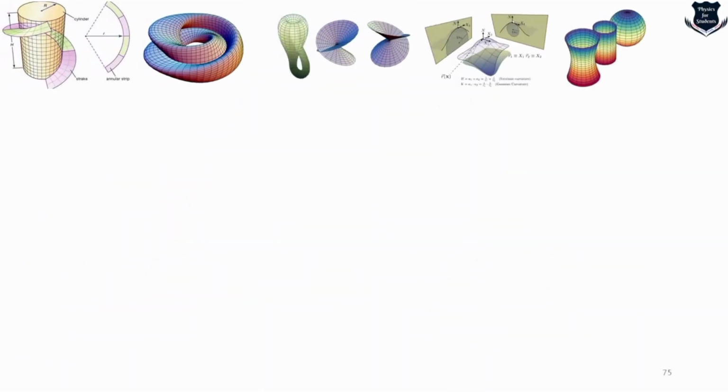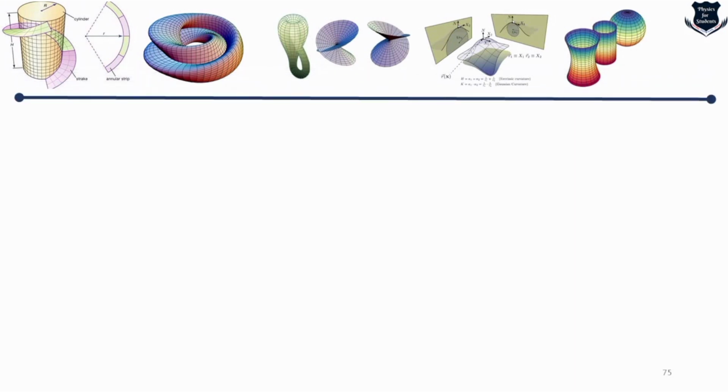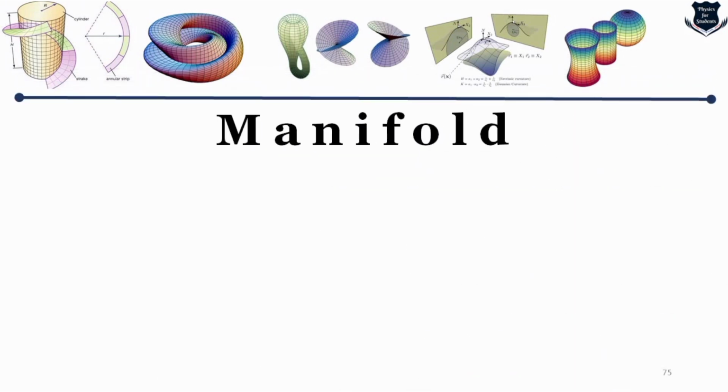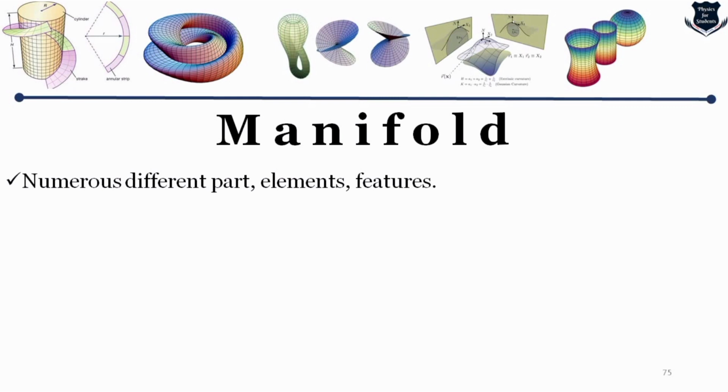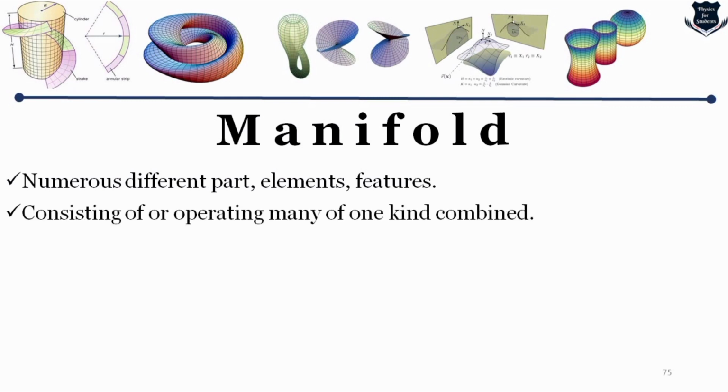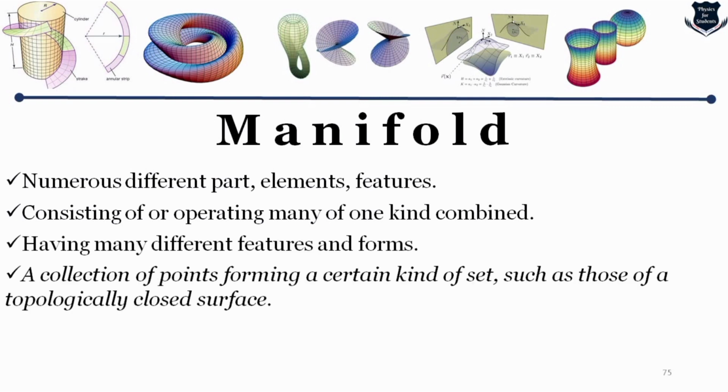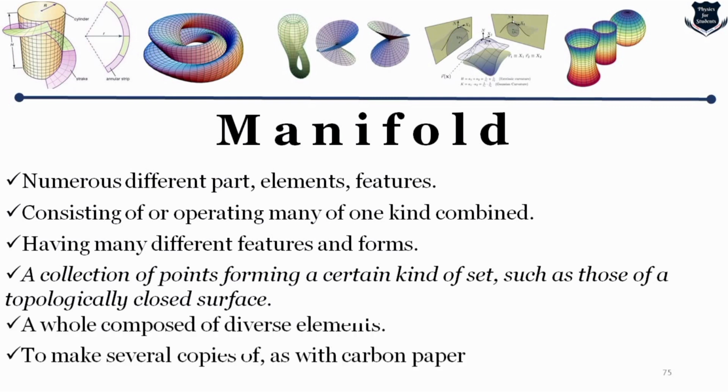And ultimately what it means is this one. So these are different shapes, right? It shows that a manifold is something which has numerous different parts. It consists of different kinds of combinations. It has many different forms, and it is a collection of points, a kind of set, such as those of a topologically closed surface, a whole composed of different elements. I even found that it says it comprises several copies, as with carbon paper. So anyway, we found that a manifold comprises different kinds of features.